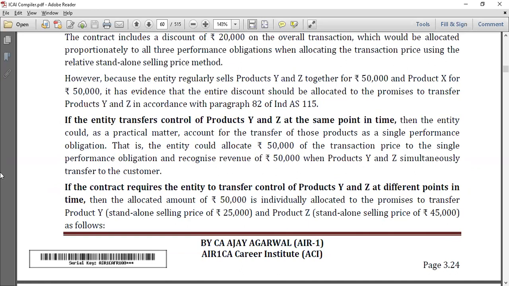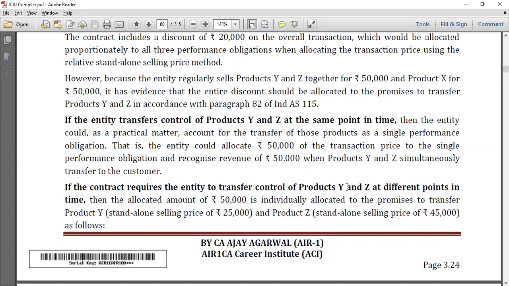First condition, if the entity transfers the control of Y and Z at the same point in time, and next, if the contract requires the entity to transfer Y and Z at a different point in time. So when it is at the same point in time, the entity could, as a practical expedient, account for the transfer of those products as a single performance obligation. That is, the entity could allocate the 50,000 of the transaction price to the single performance obligation. 50,000 will be allocated to a single performance obligation, and it will recognize 50,000 when the products Y and Z are simultaneously transferred to the customer.